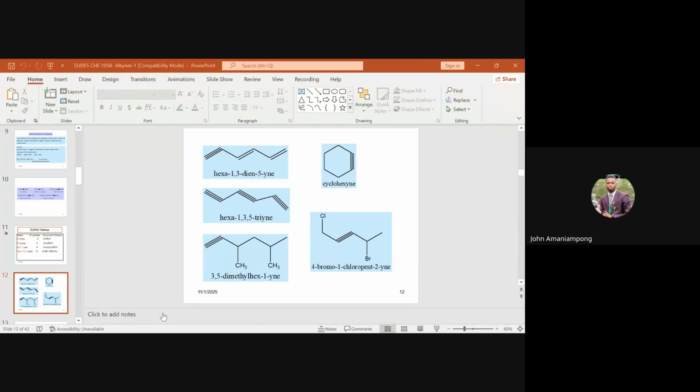Also, you are naming from the alkene, the double bond compounds, into 1-3 and starting from the alkene. The 1 and 3 are for the double bonds. They are showing the position of the double bond, not the triple bond.